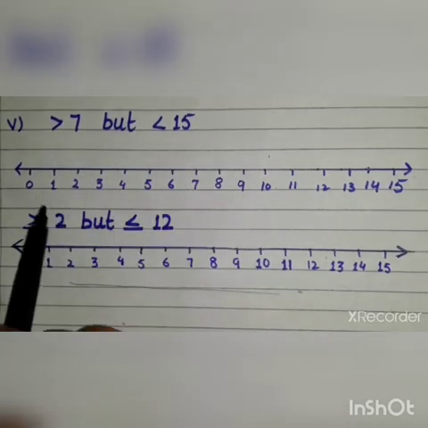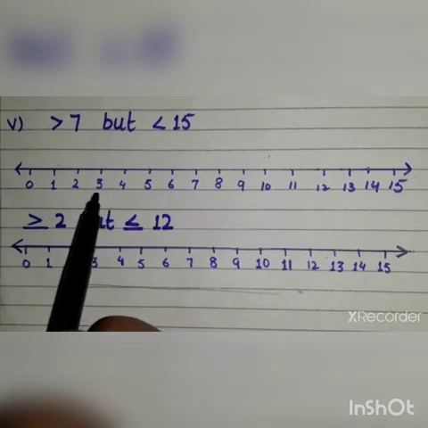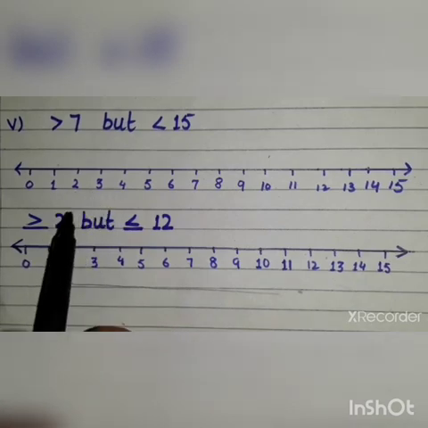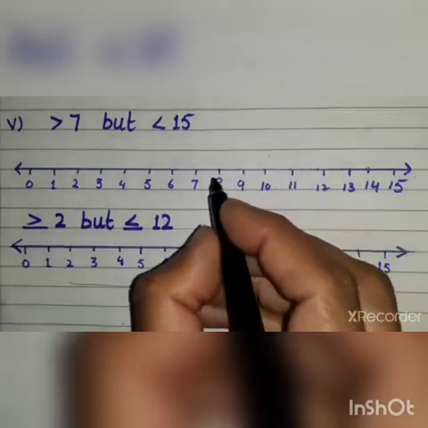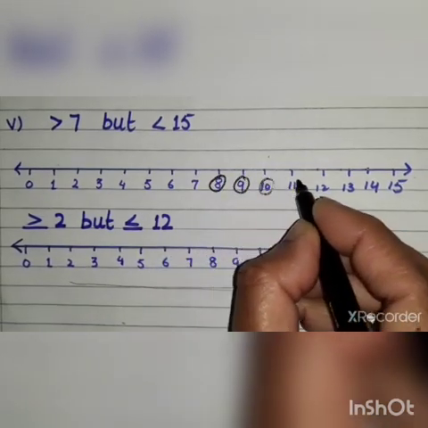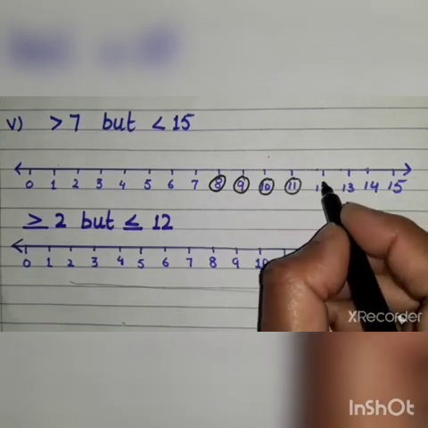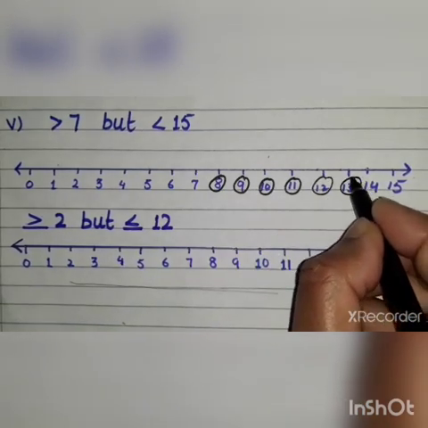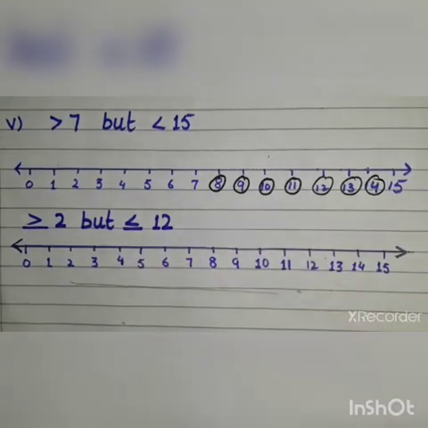This question has two signs, greater than and less than. So we will circle those numbers which are greater than 7 and less than 15. So we will start from 8, 9, 10, 11, 12, 13 and 14.